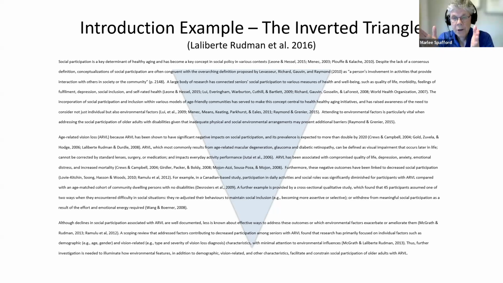And then it scopes down a bit more. It's about social participation in seniors. And then it's social participation in seniors with age-related vision loss. And then we get down even finer to the environmental factors that affect social participation in seniors with vision loss. So we just kind of narrow and narrow. By the end of the introduction, ta-da, we've gotten to the point of the article.